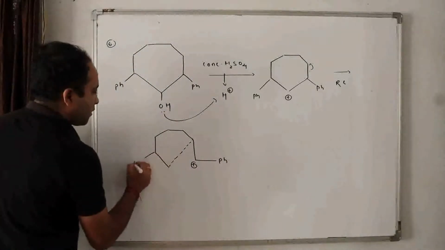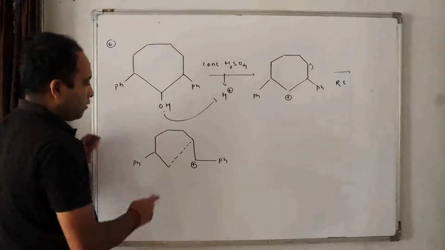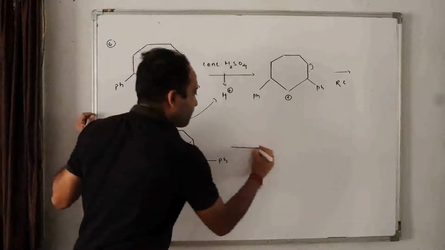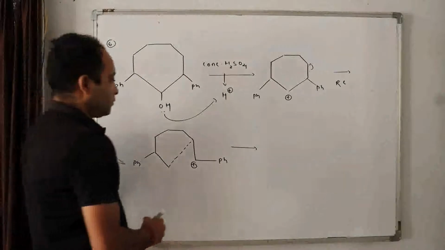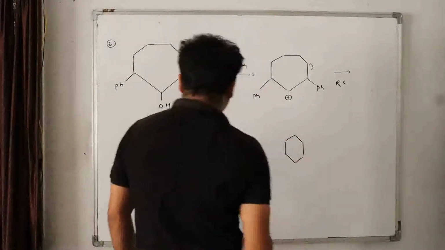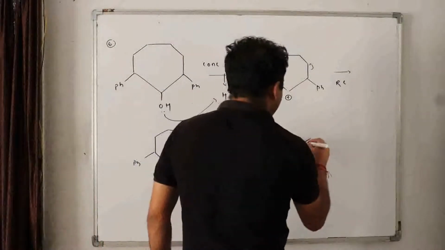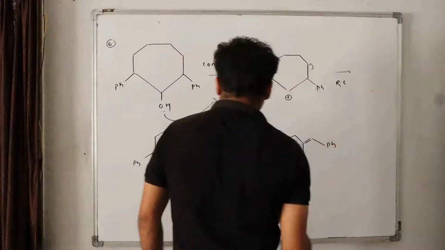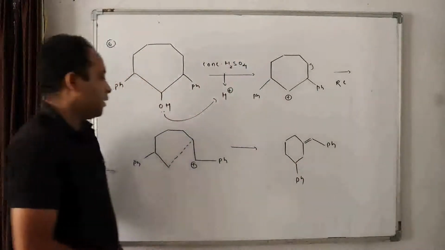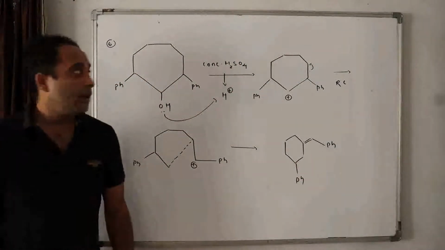Done. How many membered ring? 1, 2, 3, 4, 5, 6 membered ring. Now, where will we have the double bond? In this case, double bond, then phenyl, and one phenyl here. Done. Easy. Let's go for the next question.